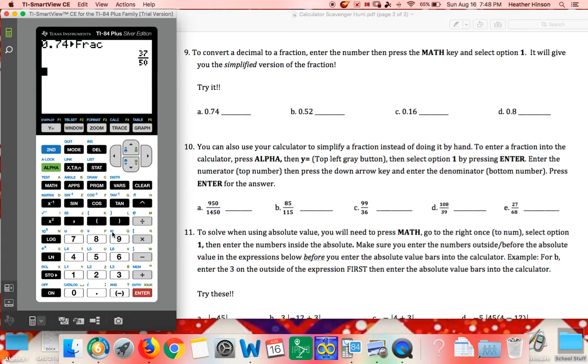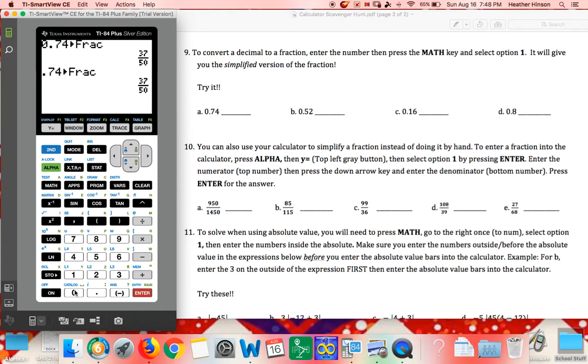Like if I put in, well, we're going to get to that on number 10, so I'll wait till then. But it's always going to give you the simplified version of the fraction. It's never going to make you do any extra work. So let's try B. 0.52. So I'm going to leave the point off this time. Well, I'll show you with the other one. If we put in 0.74 and we don't put in the 0 and do math, enter, it's still going to give us the same exact number. So again, that 0 in front, you don't have to have it. If you want it, you can totally put it in.